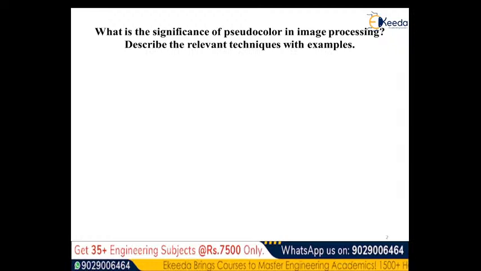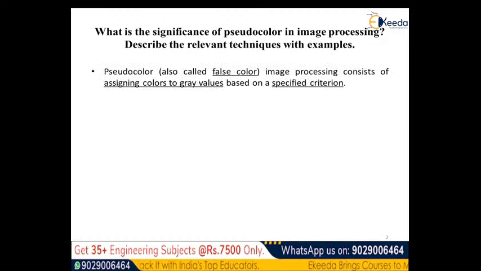So first of all, we shall have a look at the first part of this question. What is the significance of pseudocolor in image processing? We can abbreviate pseudocolor image processing as PIP here. What actually is done in pseudocolor image processing, we shall see here. First of all, the meaning of the term pseudocolor: pseudocolor is nothing but false color. It is information represented in a false manner, that it is not true here.